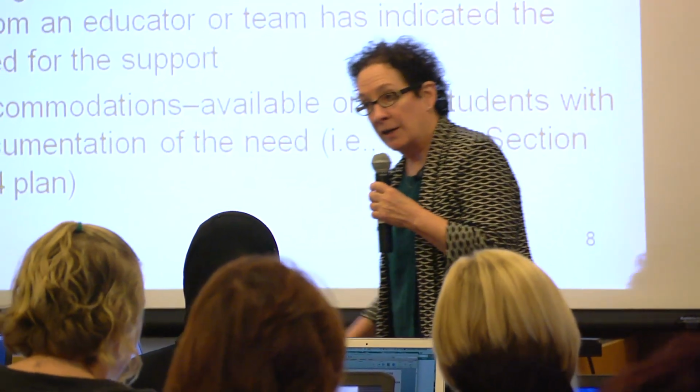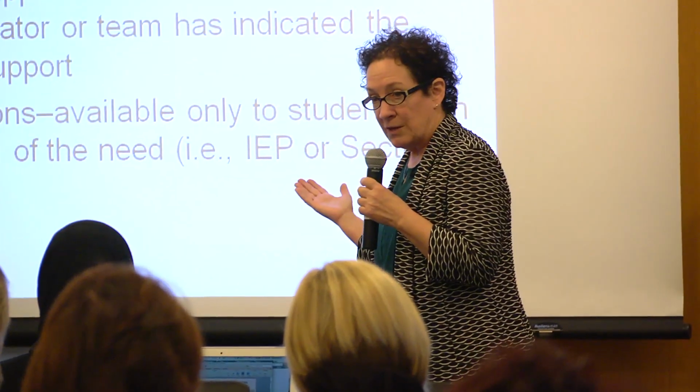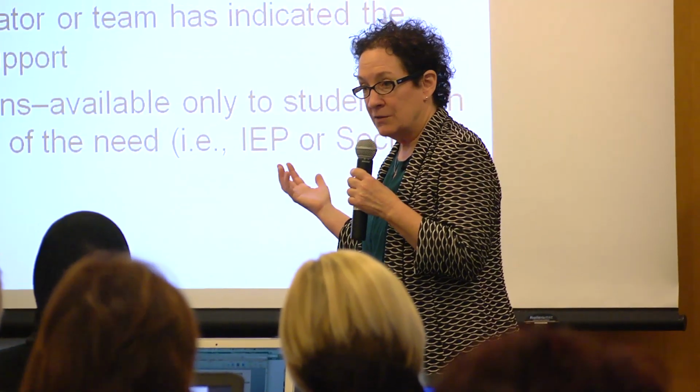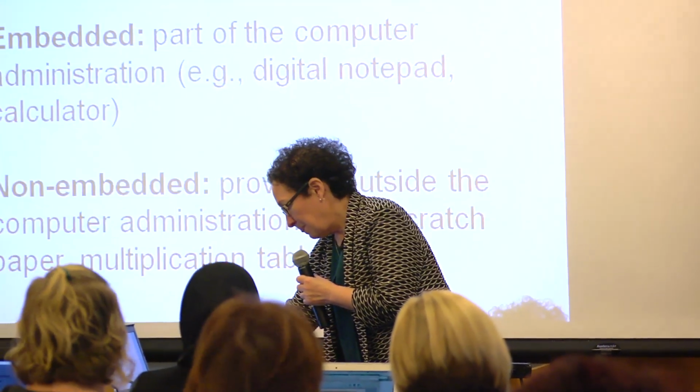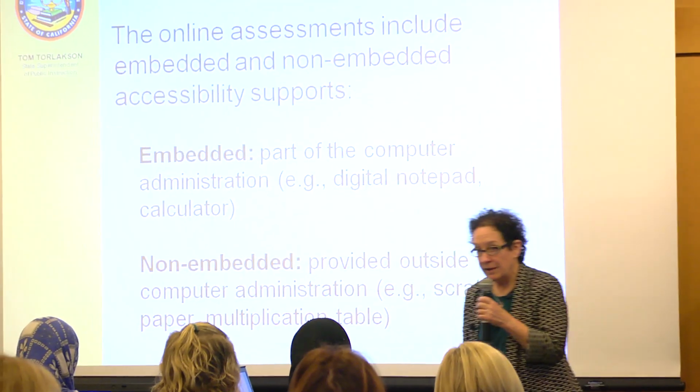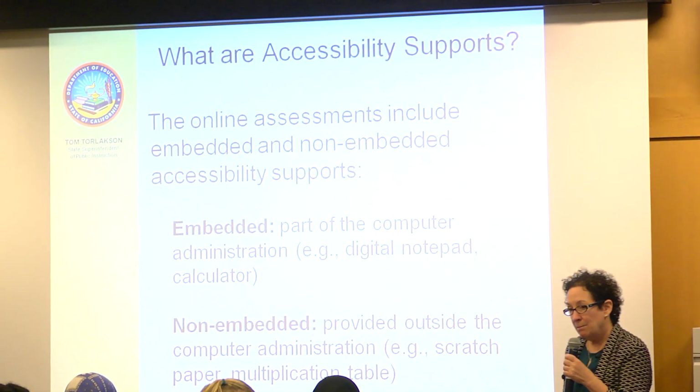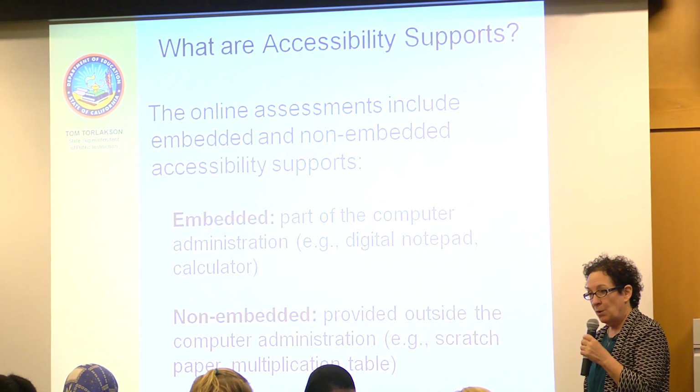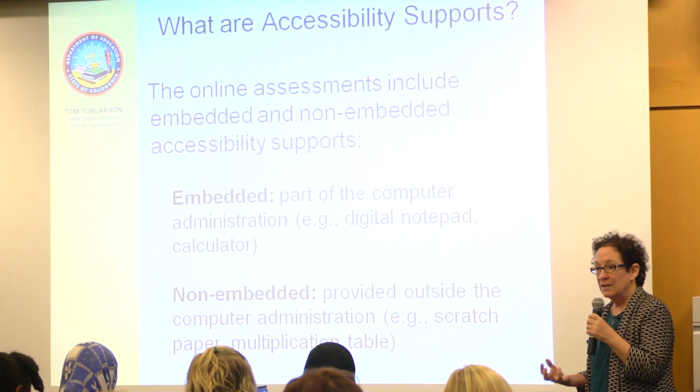And then to talk again about the universal tools, designated supports, and accommodations. There are 2 different kinds, right? The embedded and the non-embedded accessibility supports. So the embedded ones are the ones that are in the computer.